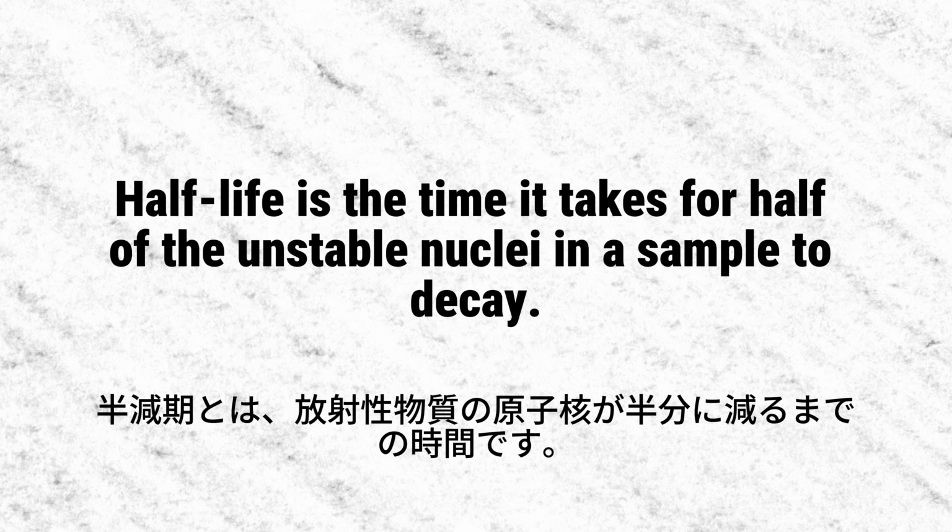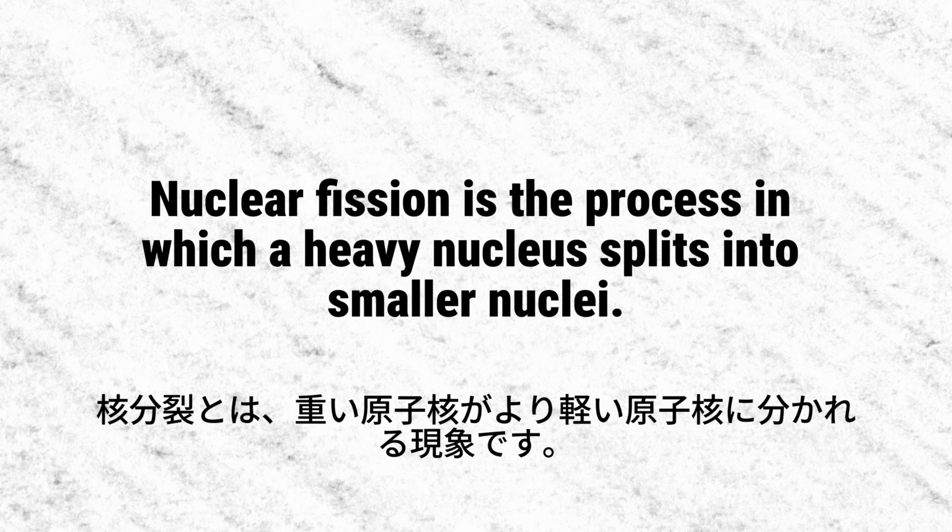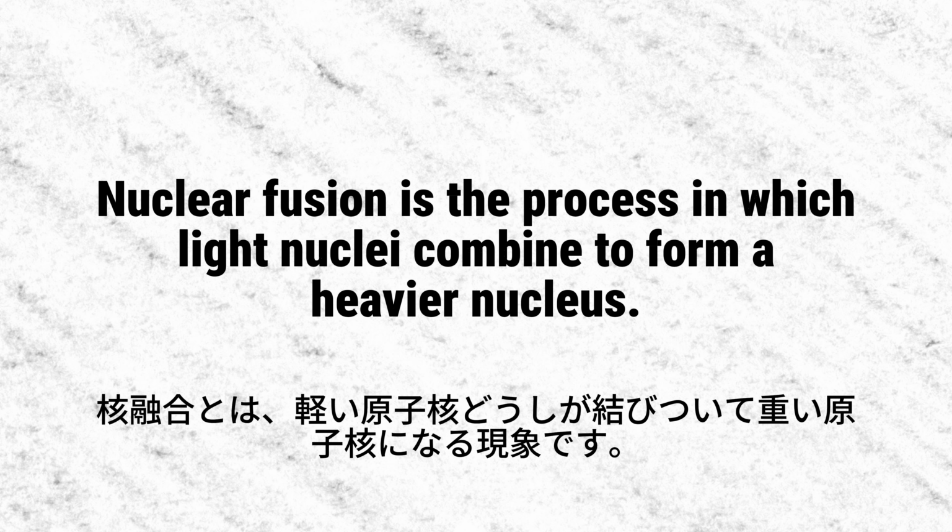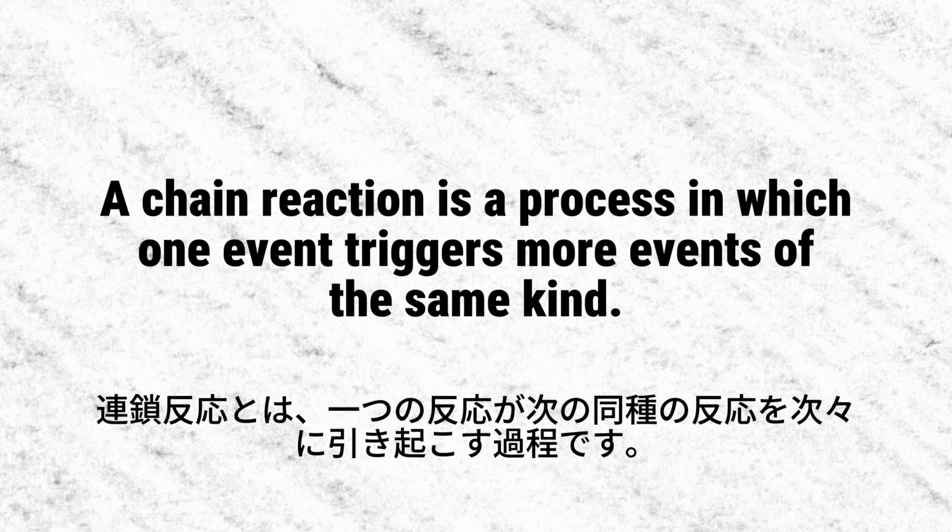Half-life is the time it takes for half of the unstable nuclei in a sample to decay. Nuclear fission is the process in which a heavy nucleus splits into smaller nuclei. Nuclear fusion is the process in which light nuclei combine to form a heavier nucleus. A chain reaction is a process in which one event triggers more events of the same kind.